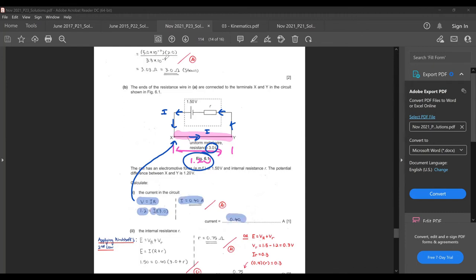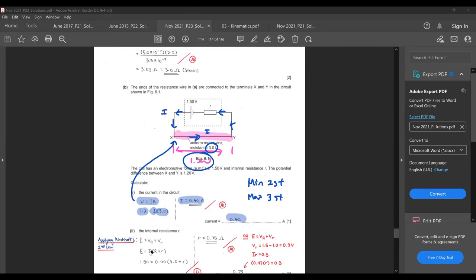current is thus 0.4 amps. And always remember to write your final answer as minimum 2 SF, maximum 3 SF. When you calculate, you have a tendency to get this in your calculator, right? But this is just 1 SF only. If you unknowingly put it like this, you might get a mark penalty, minus 1. Okay, so just remember that.